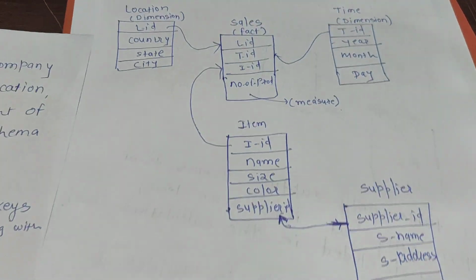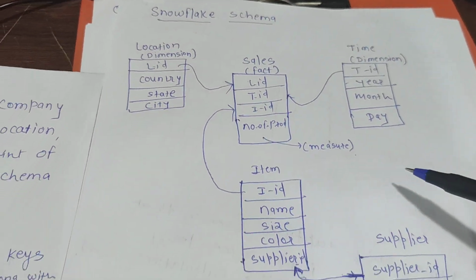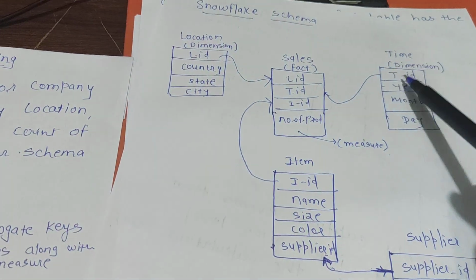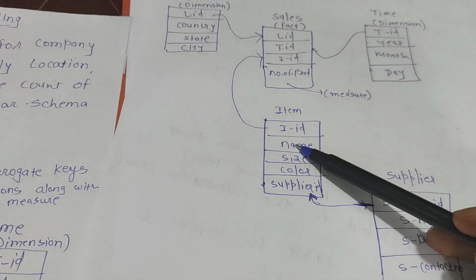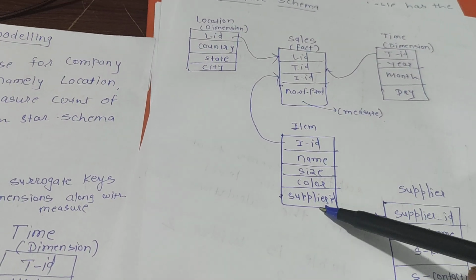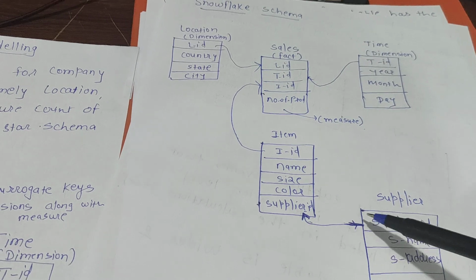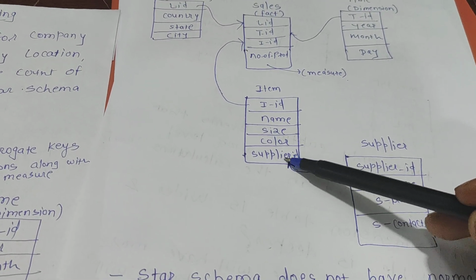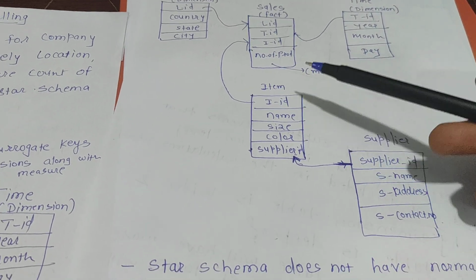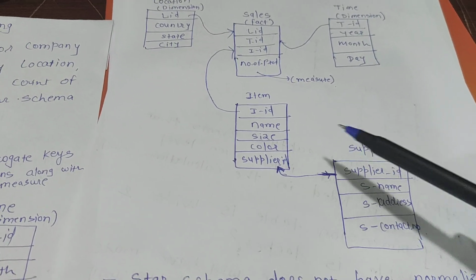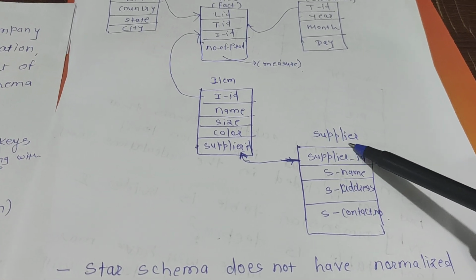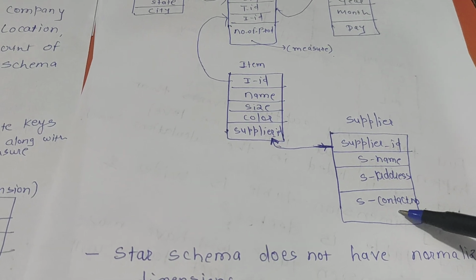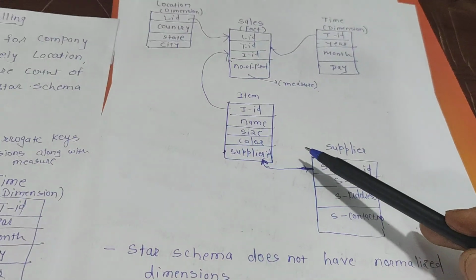This is an extension of star schema. In star schema we have a fact table and dimension tables. Here also we have dimension tables. Then one attribute of one dimension we have expanded further, that is supplier. This supplier attribute of item, we have taken as one more dimension. So this supplier will have supplier ID, S name, S address and S contact number. So this is snowflake schema.